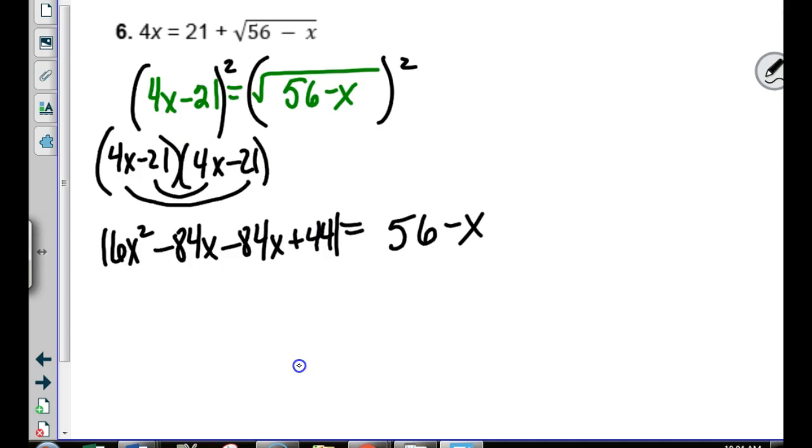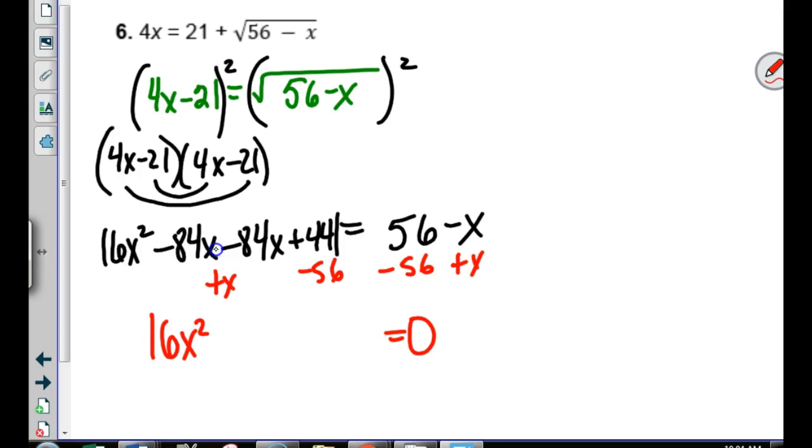Okay. Has a squared, so that's our hint that we need to get it equal to 0, right? Okay. So we're going to add an x over here and subtract 56. And I'm just doing it all at once. Okay. So I have a 16x squared. What's negative 84 minus 84 more plus 1? Negative 160 what? 7 maybe? Because we had that 1x we added over from the other side. And 441 minus 56, somebody?